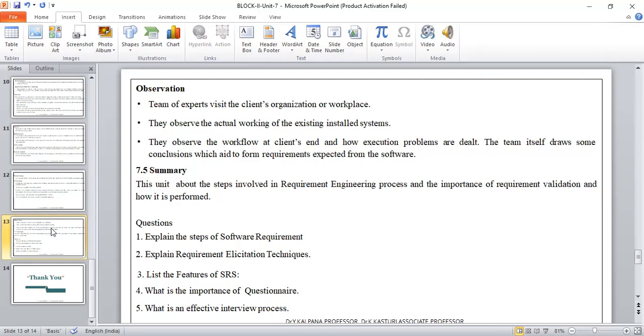So in this technique, the last one, observation, the expert team members go to the client side itself, and then they analyze the existing scenario of the software the client has been using, what the pros and cons in the existing system are, and then they observe the workflow at the client's end and how the execution problems are dealt with, and draw some conclusions from that, and they form the requirements expected from the software. This is also one of the techniques. What are the techniques?